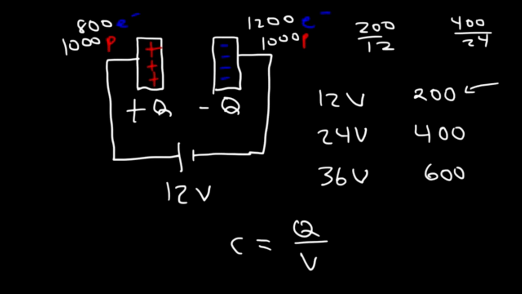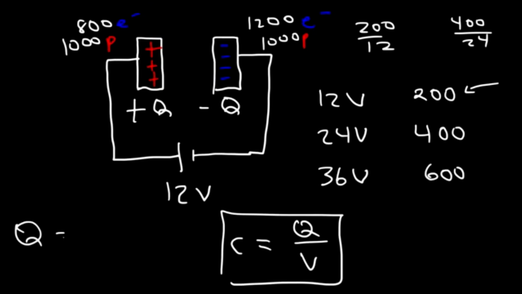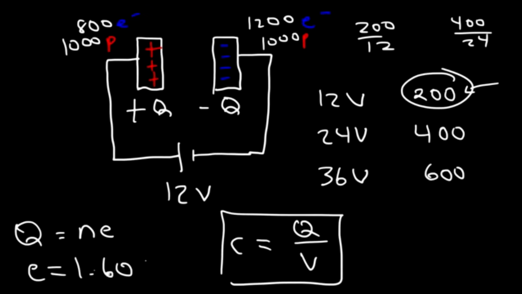That's just the difference in electrons and protons. In reality, to calculate C, you need to find a charge in coulombs and then divide it by voltage. To do that, it's going to be N times e. So basically, if you have 200 electrons, multiply it by 1.6 times 10 to the negative 19, and then you can get the charge Q. Each electron has this charge.